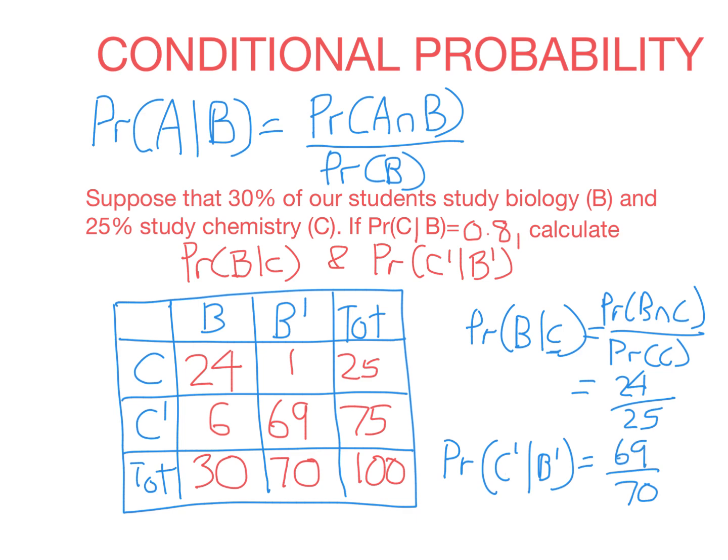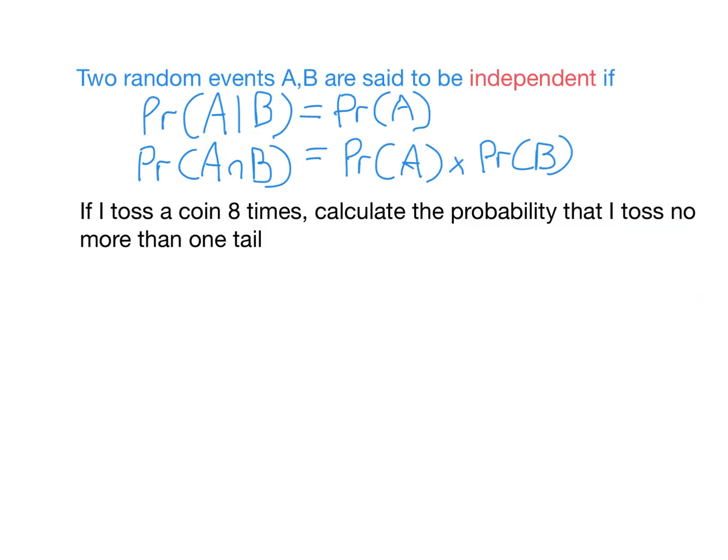All right, let's now look more at independent events. So, more commonsensical, 2 events are independent if they don't affect the chances of each other.